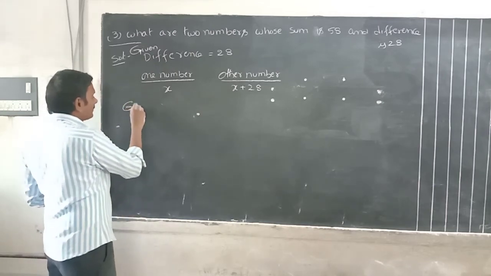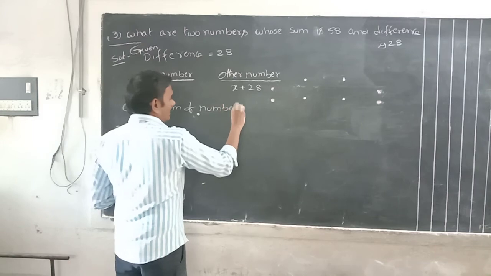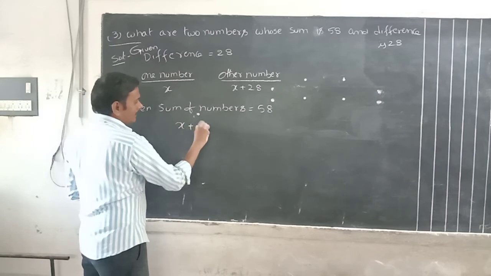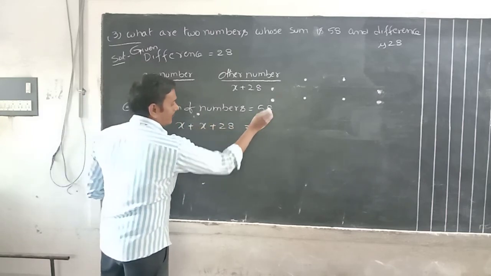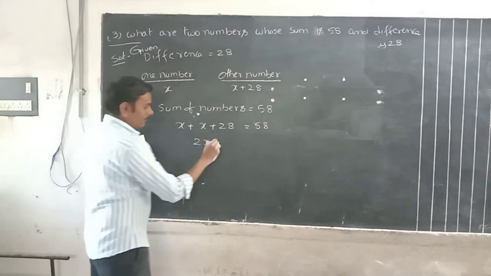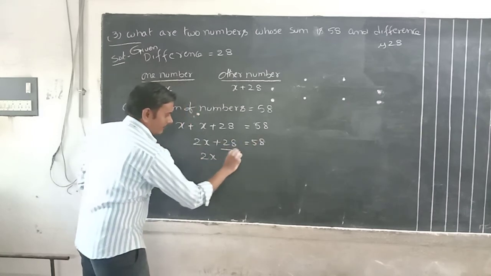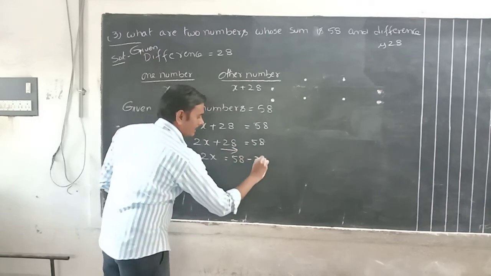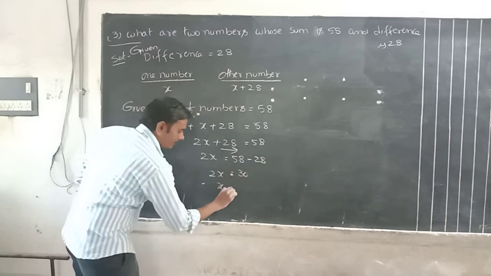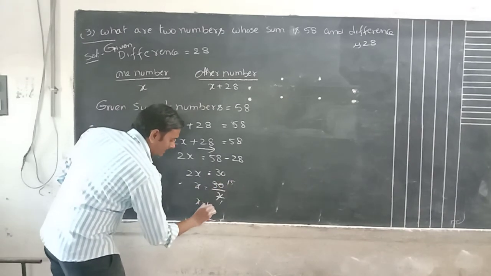So I am given the sum of the numbers. The sum of numbers is equal to how much? 58. That means by adding these two, x plus x plus 28 equal to 58. x plus x is 2x, plus 28 equal to 58. Okay, 2x equal to 58 minus 28, moving 28 aside. 58 minus 28 is 30. Now x equal to 30 by 2. Cancel, 2 fifteens are 30. x equal to 15.